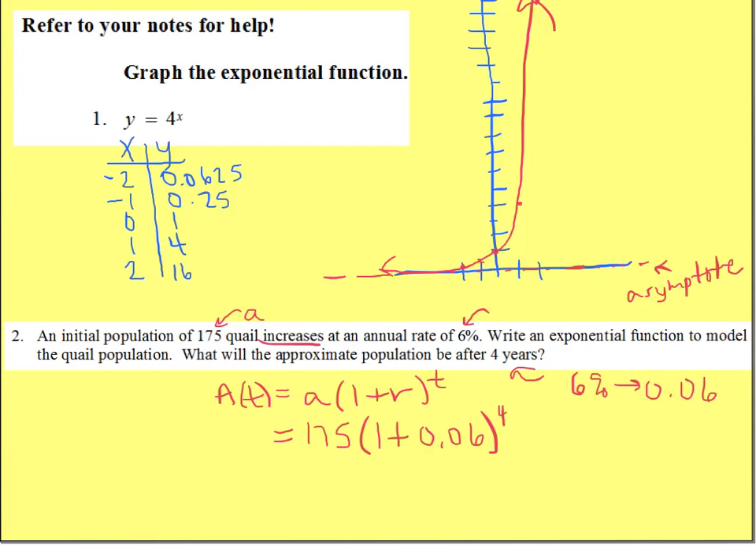When I put the whole thing into the calculator, it's going to spit out 221. So that's the amount of quails that will be in the population after 4 years. And then this would be my function that would model this quail population. If I replaced this 4 with just a t, then that would give me any other time that I wanted to plug in as well.